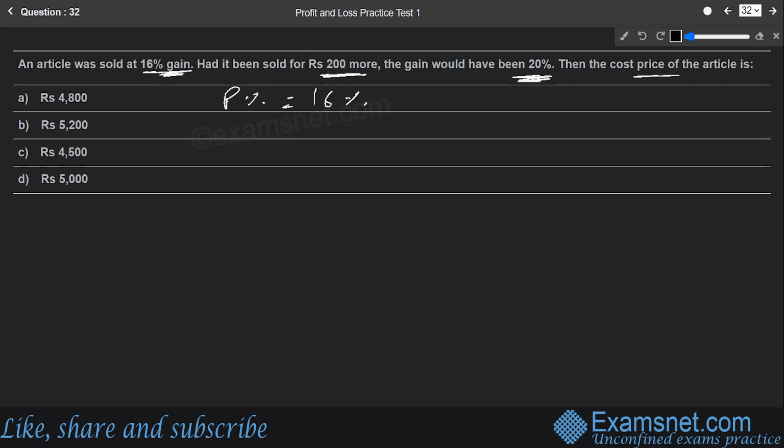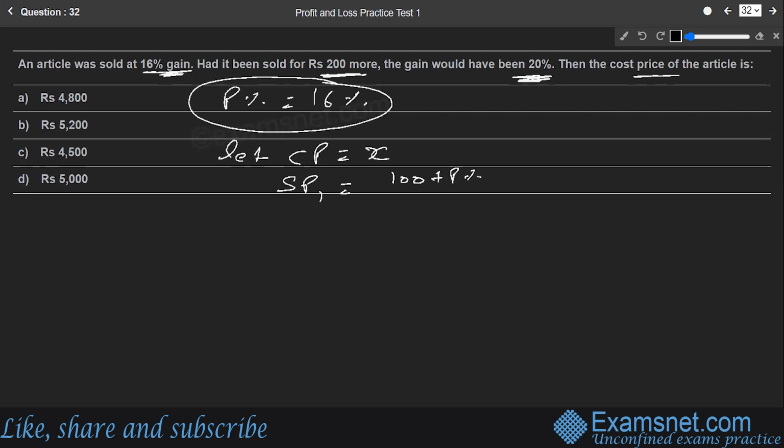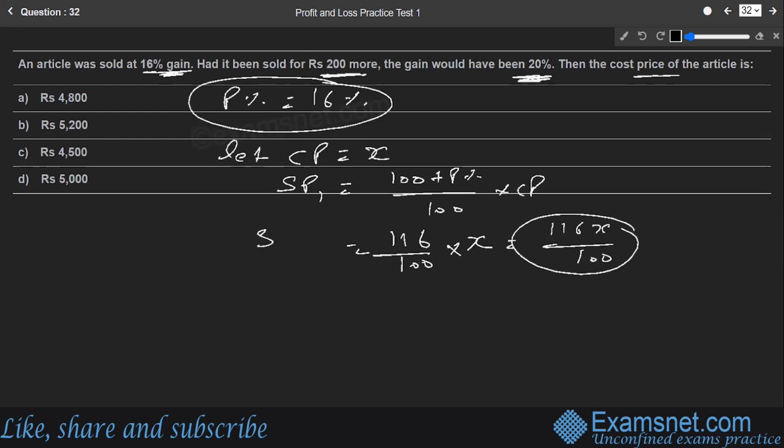So let us assume the cost price is x, because the cost price is not going to change in any situation. Now, by the first deal, there has to be a 16% profit. So in the first case the selling price should be 16% more than the cost price, or you can use the formula: 100 plus profit percent over 100 into cost price. That is 116 divided by 100 of the cost price x, which is 116x upon 100. This is selling price number one.